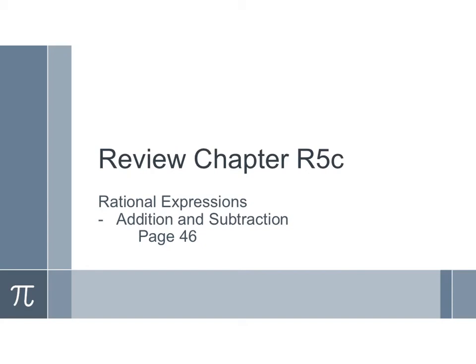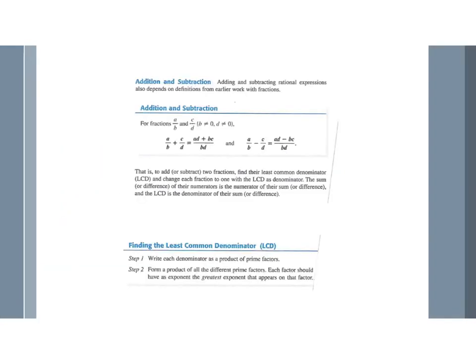So today we're going to continue with section 5. Today we're going to be adding and subtracting rational expressions. So again, this is just a little explanation of what you need to do when you add and subtract fractions or rational expressions. We need to find a common denominator.